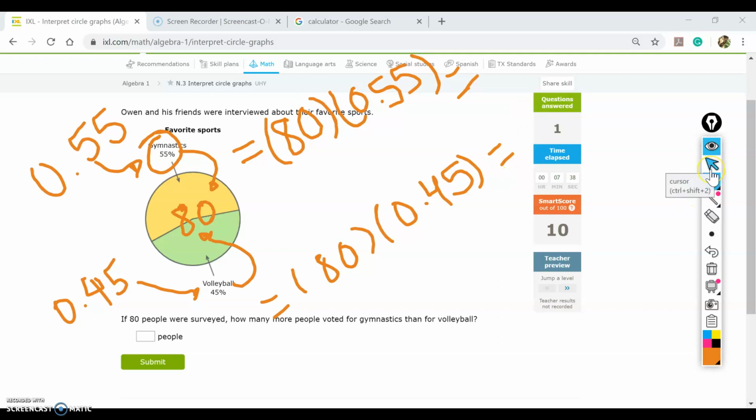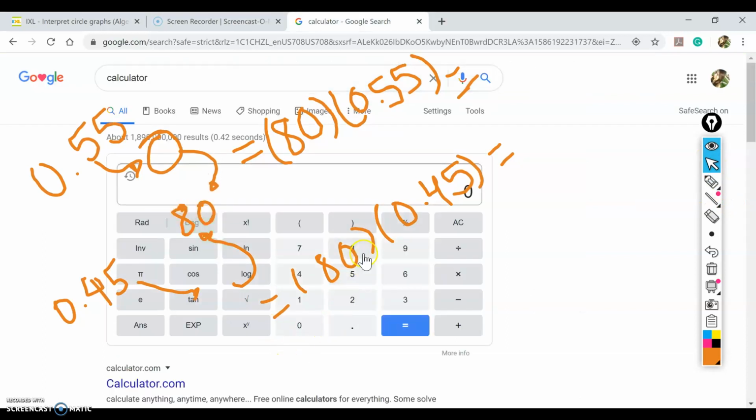So let's do it on the calculator. I'm not going to erase it so we can go back and see it. So I will click on the calculator, and I'm going to type in here 80 times 0.55.